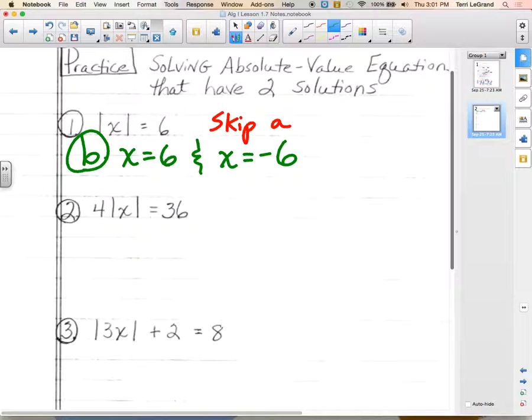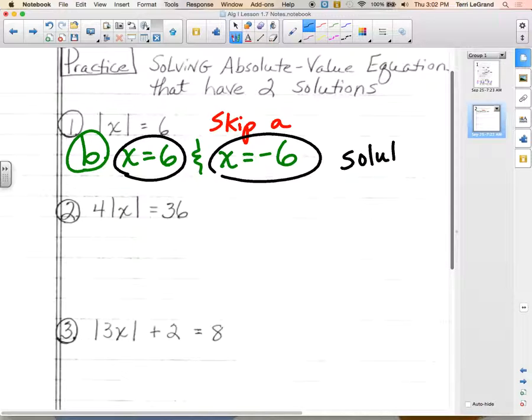Okay? Now we move on to step C, solve. Ready to solve here? No, in reality, step B and step C are kind of in the same one here. We would circle these and say there's our solutions, because there wasn't anything we had to do to isolate x. It was already isolated.